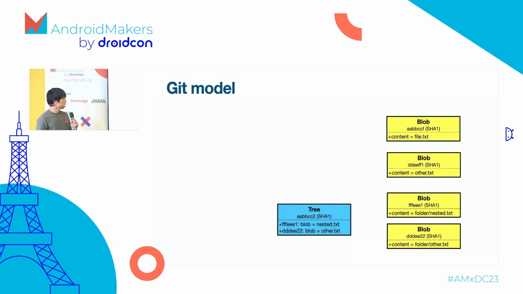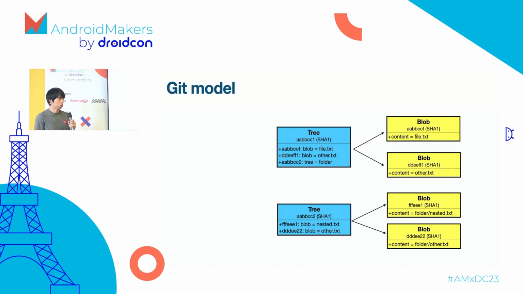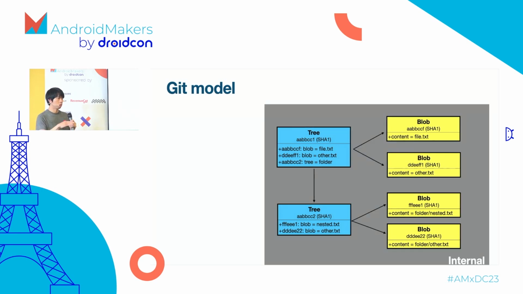And then the second model is the tree. The tree you can think of as a folder. They have the information of the files inside. So as you can see, they point to these 2 blobs. You can have another tree that points to the files, and also can point to another folder, another tree. So this is the internal stuff that you usually don't see.